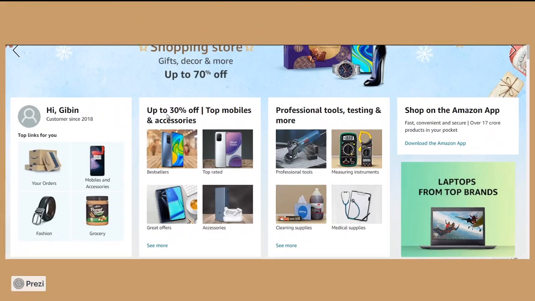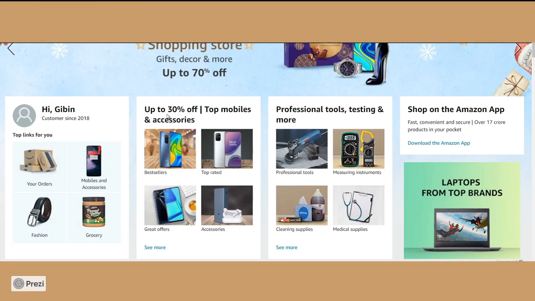Now if you look, this is a shopping website, and they don't use fractions, they always use the form of percentage. So you see, up to 70% off, up to 30% off, you see this.